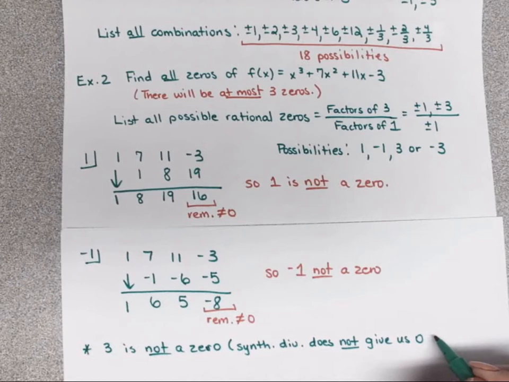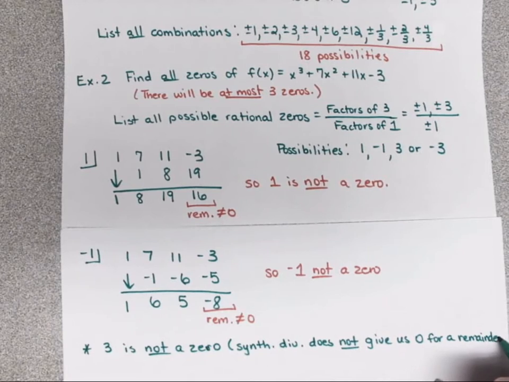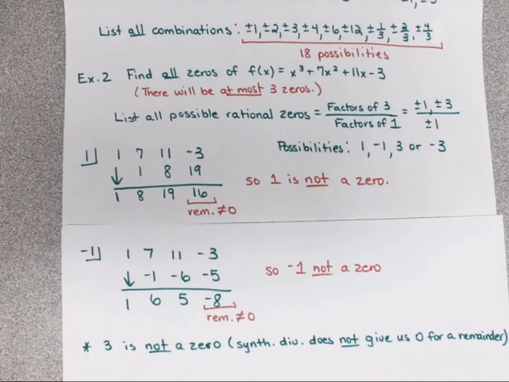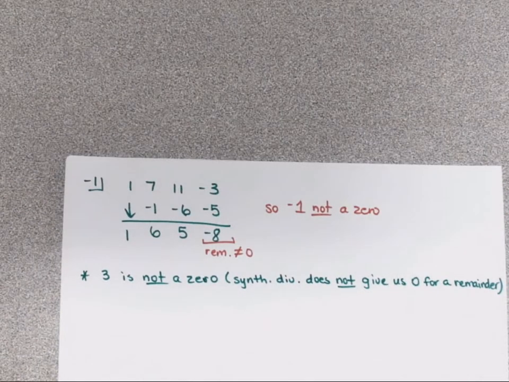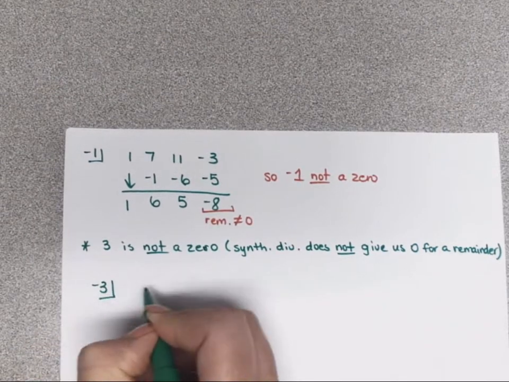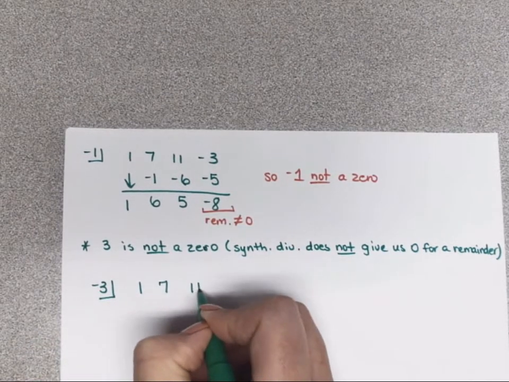So you could check that, but I'm just going to move this along quicker. So we've only got one more shot of nice rational zeros to try. What's our last shot of things we said might work? Our last shot is -3, right? So let's see if that works.